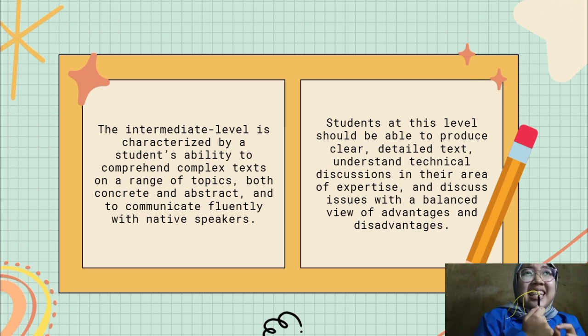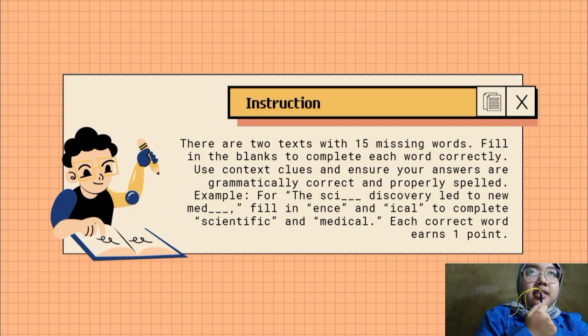Students at this level should be able to produce clear, detailed text, understanding technical discussion in their area of expertise, and discuss issues with a balanced view of advantages and disadvantages. So this test is to measure vocabulary, grammar, and structure, and also reading comprehension of the students.